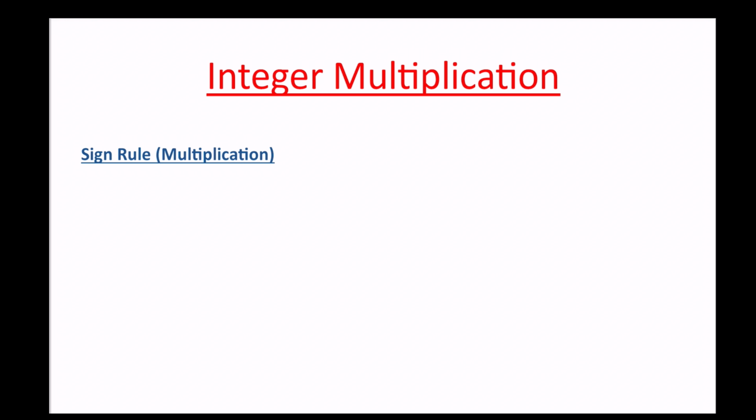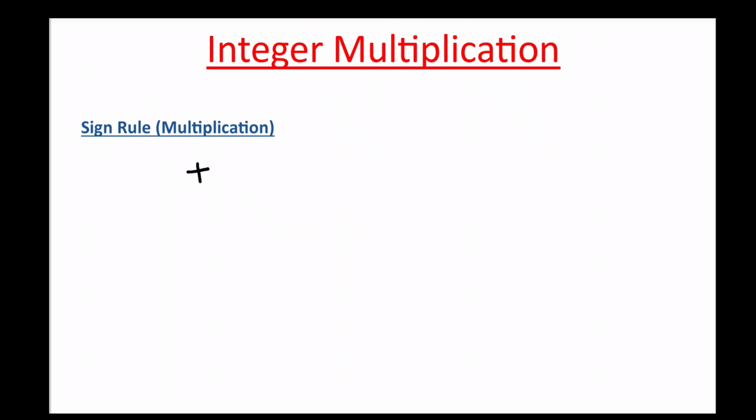Today we are going to learn integer multiplication. But first, we need to know what the sign rule is. Plus multiplied by plus is always a plus. That means a positive number multiplied with another positive number, the resulting number is always positive.